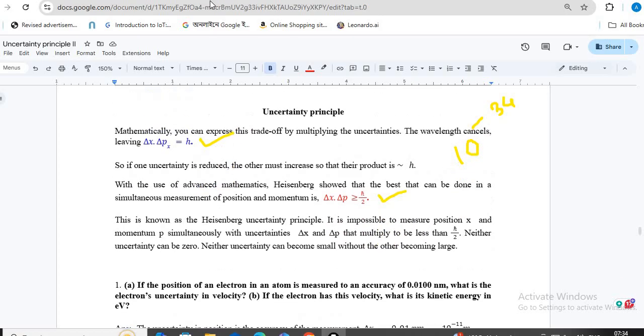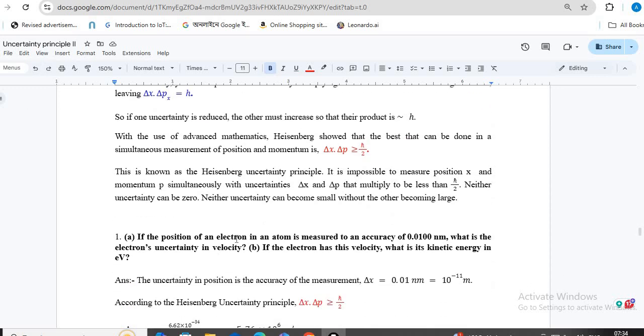Now by considering this particular relation, we are trying to find some of the numerical problems related to this. So the first problem I am considering: the position of an electron in an atom is measured to an accuracy of 0.01 nanometer. Then we need to find the uncertainty in velocity. And the next part, if you have the velocity, we need to find the kinetic energy.